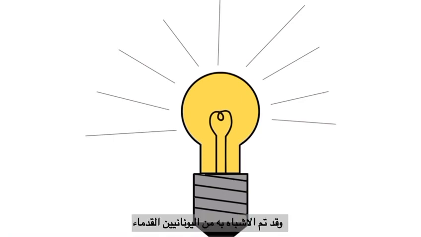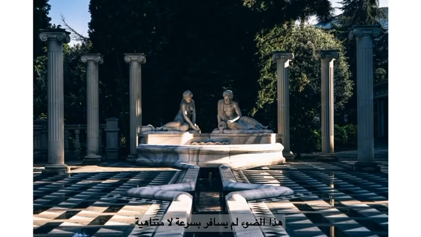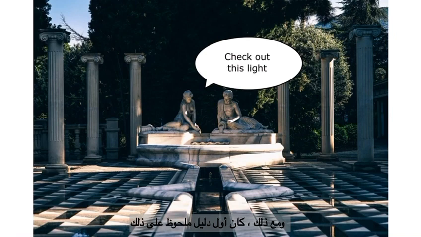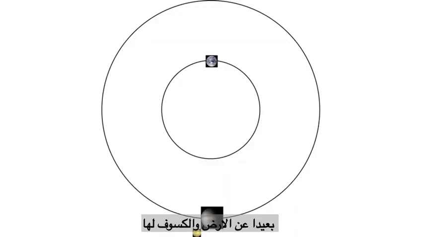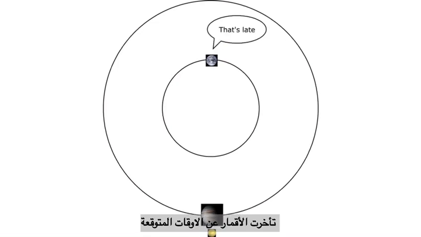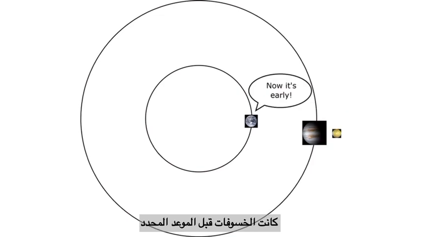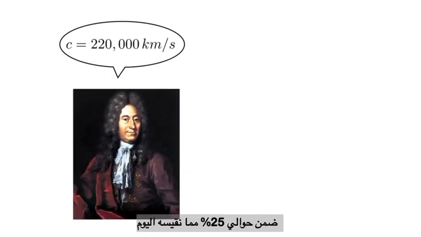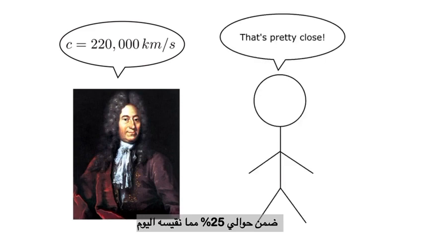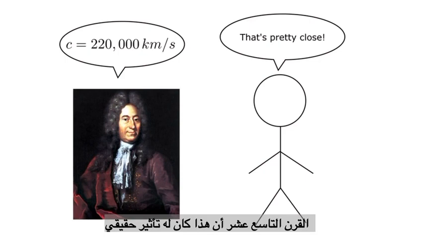It had been suspected since the ancient Greeks that light did not travel infinitely fast. However, the first notable demonstration of this was made by the Danish astronomer Ole Romer. Romer noticed that when Jupiter is farther away from Earth, the eclipses of its moons lagged behind the predicted times, and when Jupiter is closer to Earth, the eclipses were ahead of schedule. Using this, he was able to estimate the speed of light to within about 25% of what we measure it to be today. However, it was not until the end of the 19th century that this really made an impact.